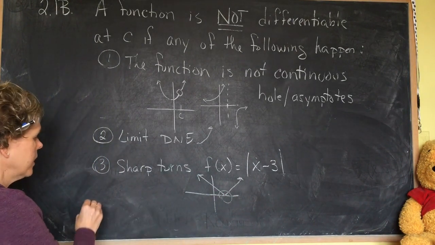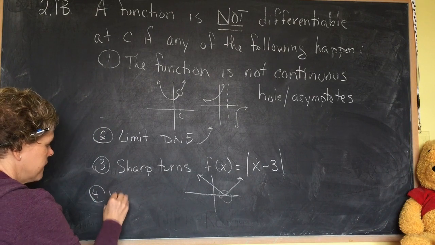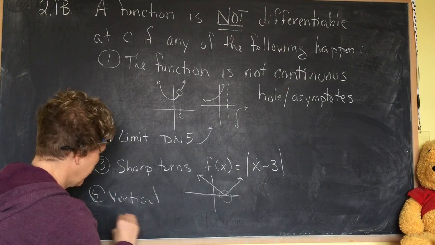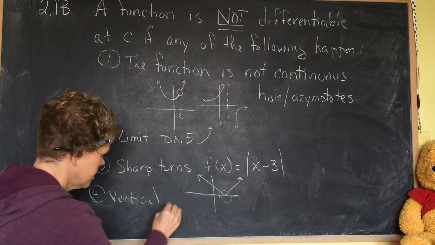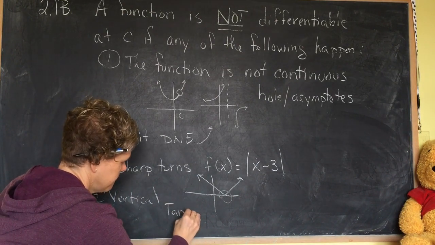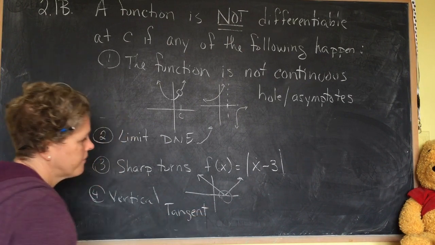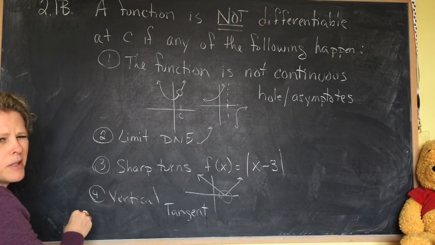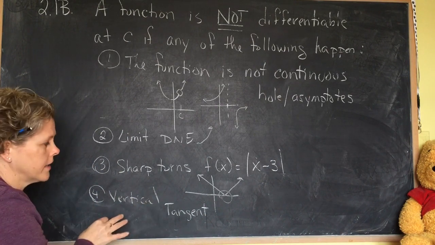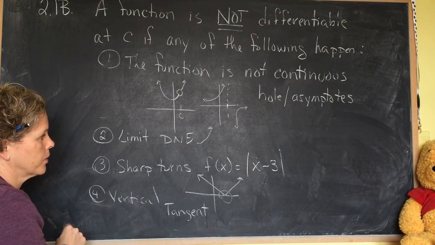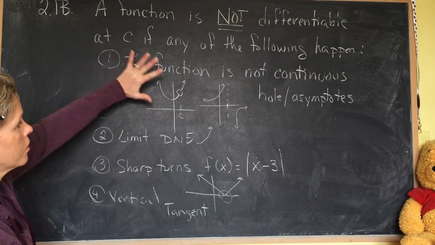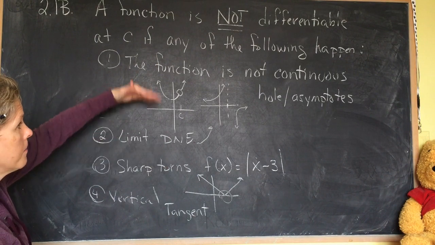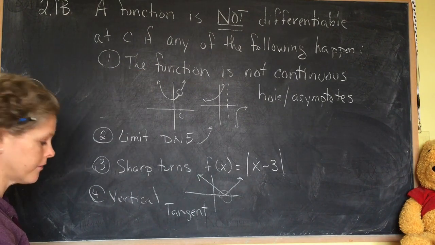The last one is a vertical tangent. But for us right now, we are only going to concentrate on the first 3. The fourth happens so rarely that they'll touch on it in calculus. We're not going to deal with it in this pre-calc class. So you need to know if there's a hole or an asymptote, if the limit does not exist, or if there's a sharp turn. Those are the 3 main spots where you cannot take a derivative.